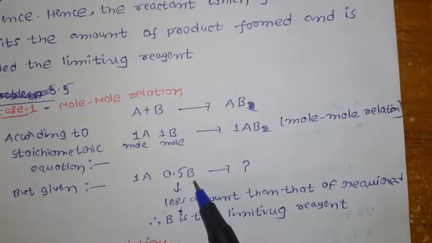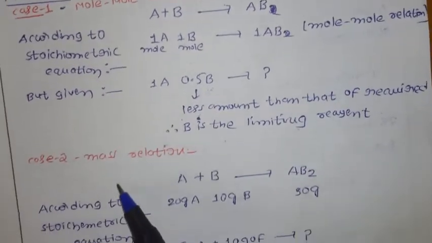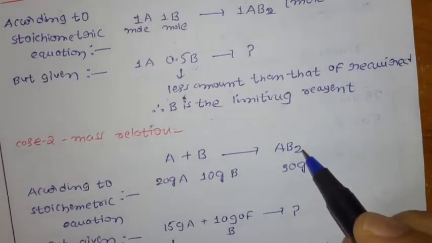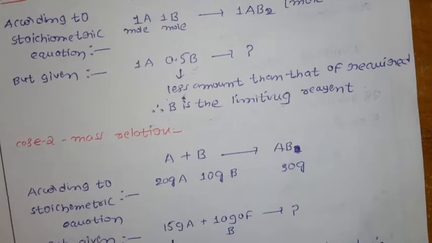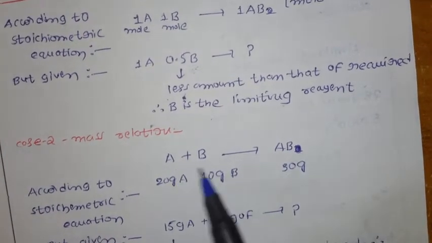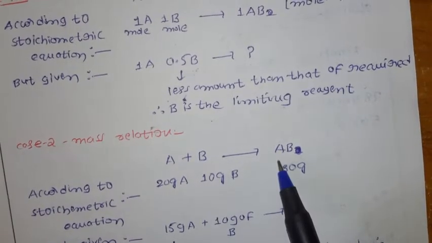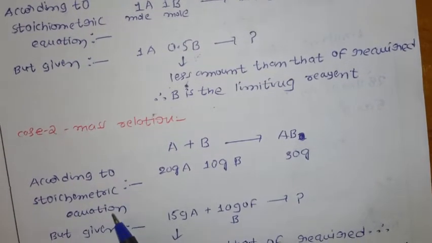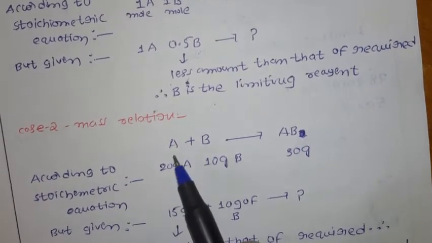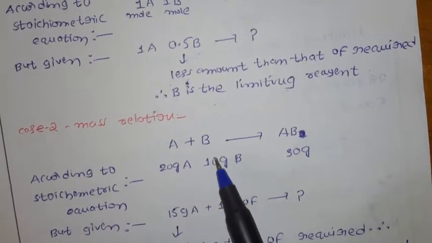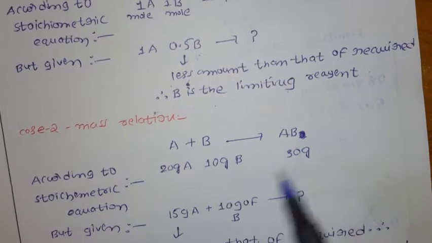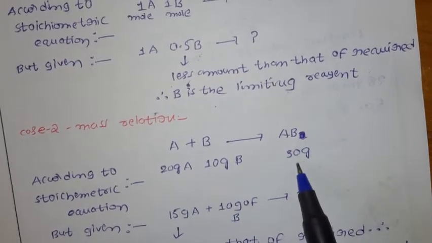Now let us take another example, the mass relation. Same A, here we have A plus B gives rise to AB. This is a balanced chemical equation. Make this correction in the notes also: this is AB, not AB2. The number of atoms on both sides should be the same. According to the stoichiometric equation, that is, the balanced equation, 20 grams of A needs 10 grams of B to give 30 grams of AB.